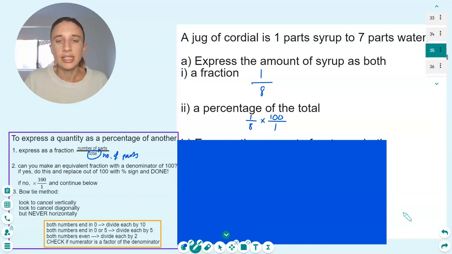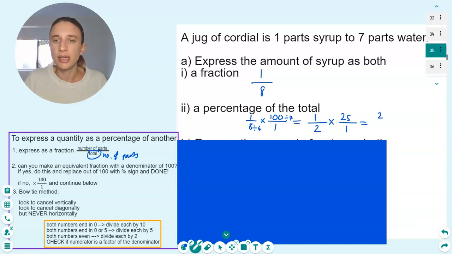Now, look to cancel vertically, can't do that. Look to cancel vertically over here, nothing going on. What about diagonally? So we see that 2 is a factor, and I can also see that 4 is a factor. So I'm going to just try and speed up the process and divide by 4. So 1 on 2 times 100 divided by 4 is 25. That's something to remember. Okay. And then we've got 25.